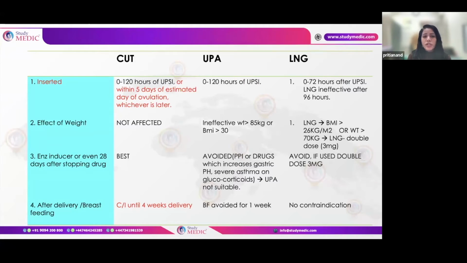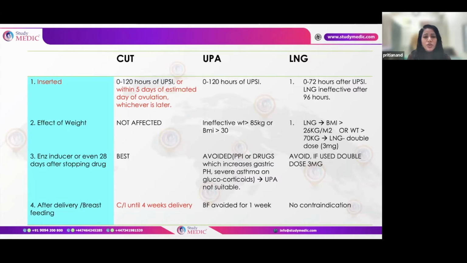With regard to unprotected sexual intercourse, copper T is helpful until 120 hours, same as UPA, but LNG only up to 72 hours of UPSI. With regard to weight, copper T has no problem. UPA is avoided in patients who have weight more than 85 or BMI more than 30. LNG is ineffective if the BMI is more than 26 or weight is more than 70. But if it is required to be given, it can be given in a double dose of 3 milligram.